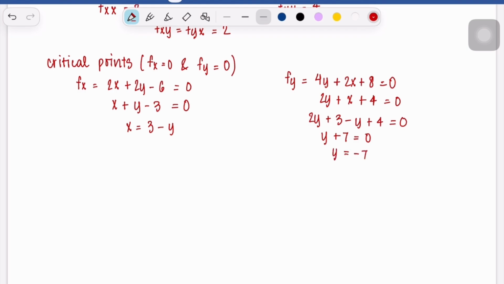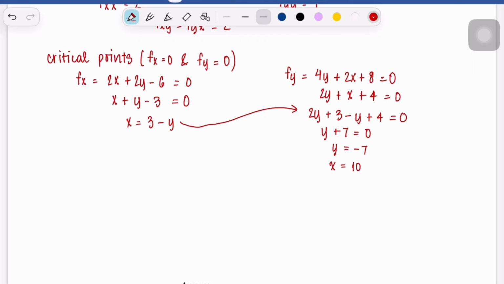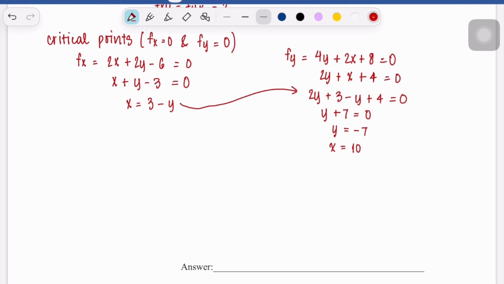Okay, so I plugged this in here, and now we can plug this back here. So if y is negative 7, that means that x is 3 minus negative 7, so 3 plus 7, that's 10. Okay, so our critical point is 10, negative 7.